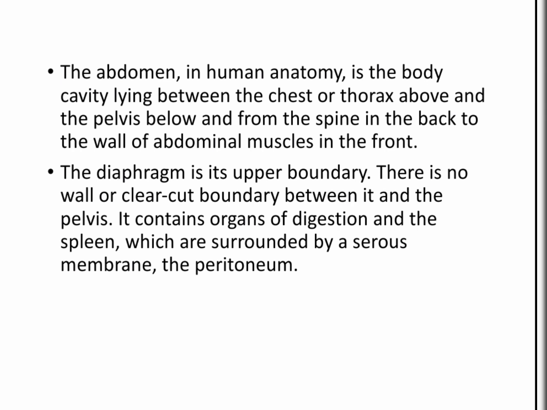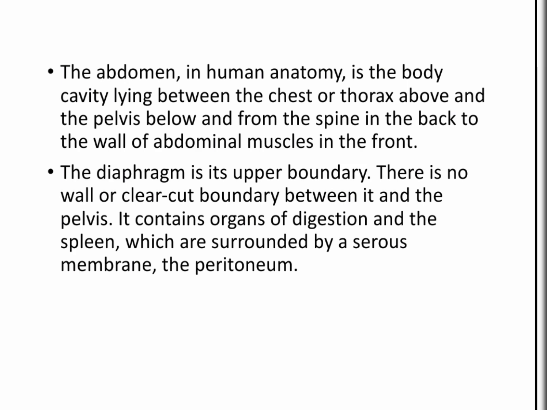The abdomen in human anatomy is the body cavity lying between the chest or thorax above and the pelvis below, and from the spine in the back to the wall of the abdominal muscles in the front. The diaphragm is its upper boundary. There is no wall or clear-cut boundary between it and the pelvis. It contains organs of digestion and the spleen, which are surrounded by a serous membrane called the peritoneum.